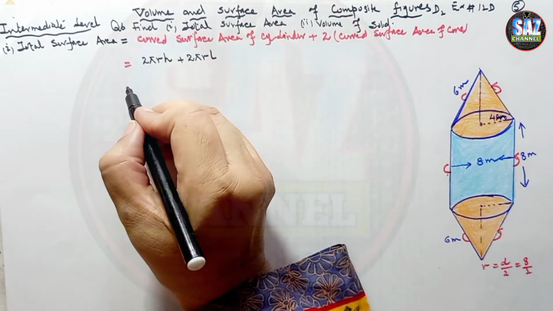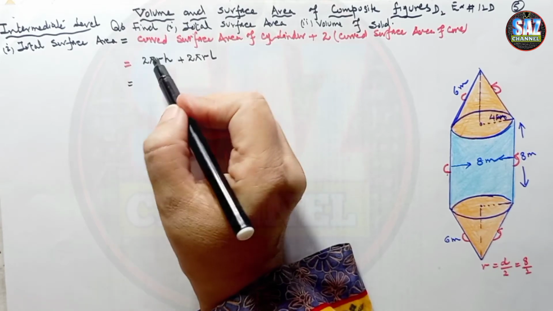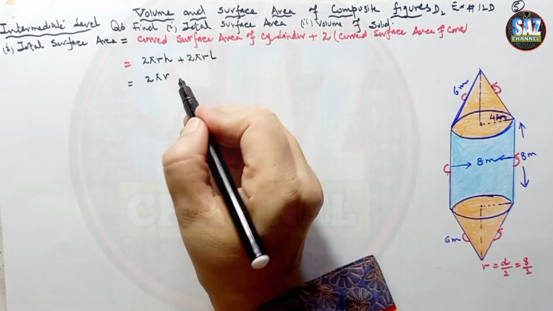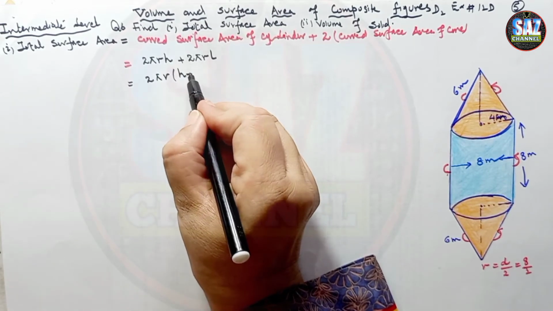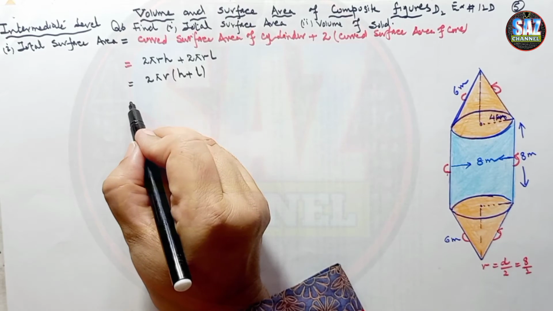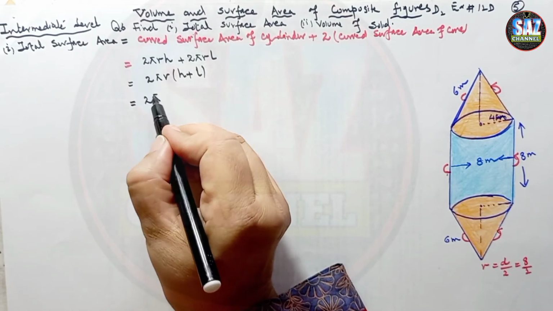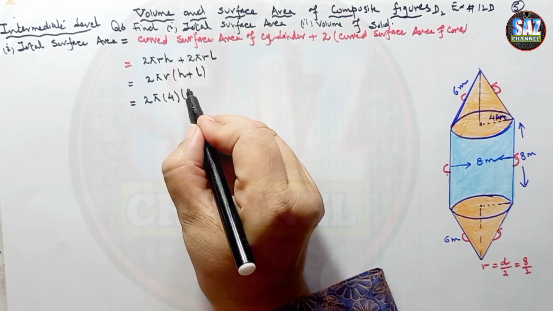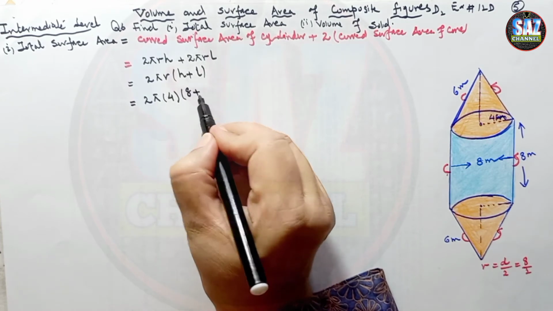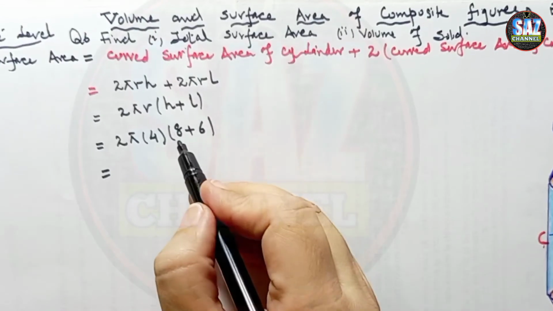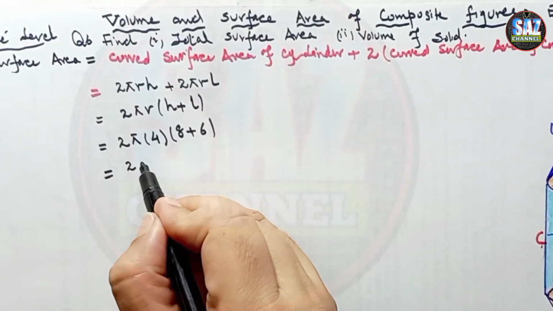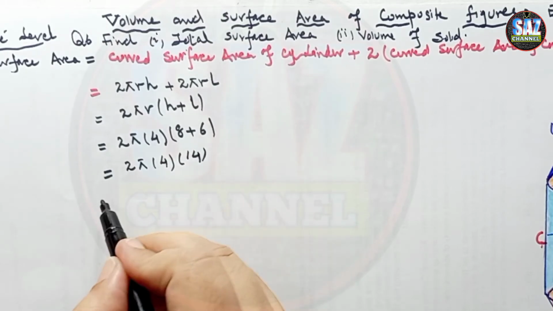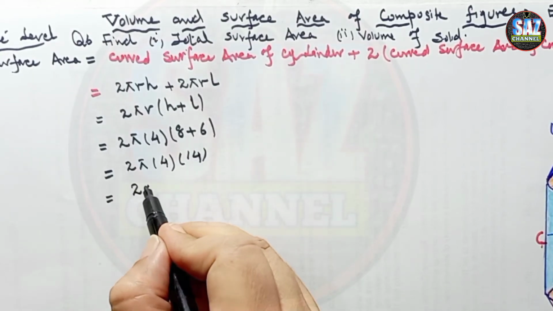Now we can see that 2 pi and r are common, and inside the bracket I will be left with h plus l. Now replace the values: 2 pi, the radius is 4, the height of the cylinder is 8 and the slant height is 6. 8 plus 6 is 14, so 2 pi times 4 times 14. Now I have to multiply all these numbers.